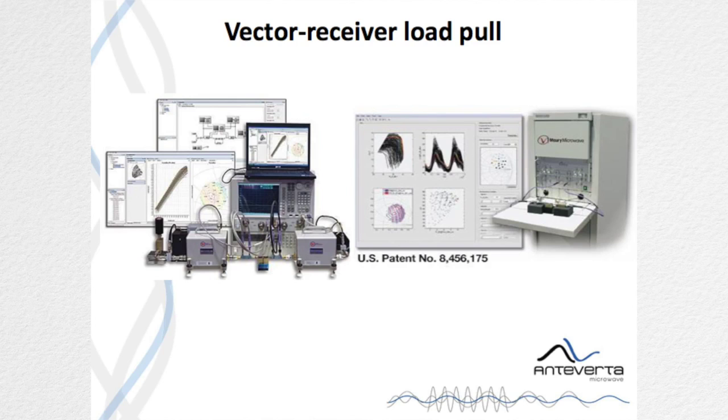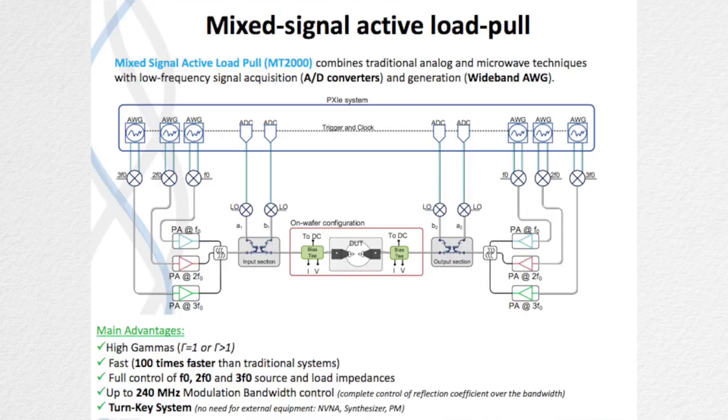These are a couple of examples. This is a system that's based on a conventional network analyzer with passive tuners. It can be a hybrid system, which means it can have active tuners as well as passive tuning. This example here is that of a mixed signal active load pull system. A mixed signal active load pull system is also a vector receiver load pull system.